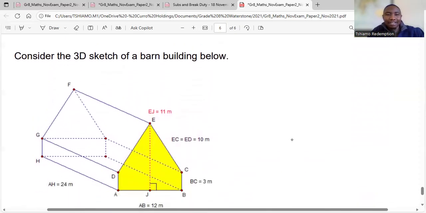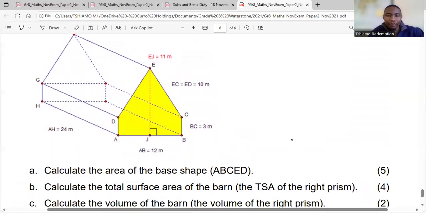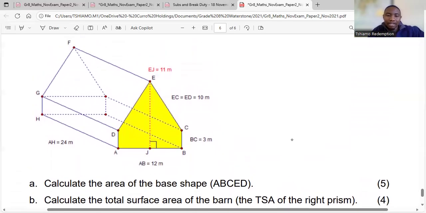Consider the 3D sketch of a barn building below. Calculate the area of the base shape, ABCDE. Now let's do some labeling there. Where is ABCDE? A, B, C, E, D. Can you see? This is the part they are looking for.